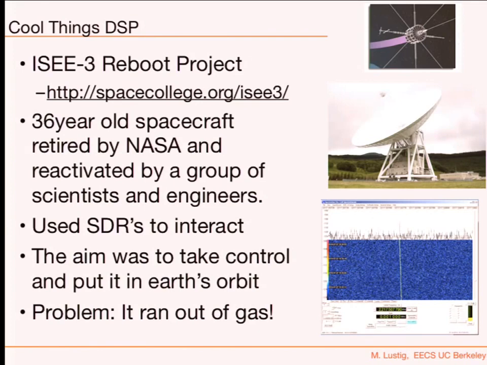So the aim was to take control and put it in orbit. The problem was that once they were able to take control, they wanted to fire the thrusters, and there wasn't enough propellant. All the nitrogen that was supposed to be used to put it into orbit had dissipated over these 30-something years in space. They used some of the data for analysis, but then the spaceship just kept on going. So it was, I would say, a partial success, but it's still quite exciting to see how scientists can take over and use digital signal processing and other communication to revive an old spaceship.